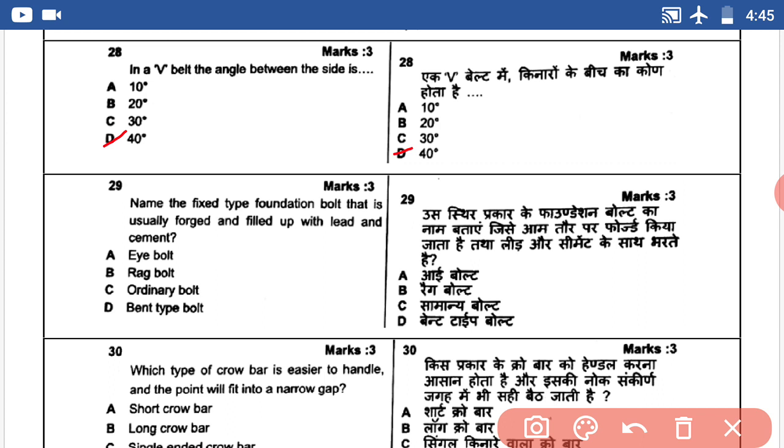Question number 29. Name the fixed type foundation bolt that is usually forged and filled up with lead and cement. The answer is rag bolt. Answer B, rag bolt.